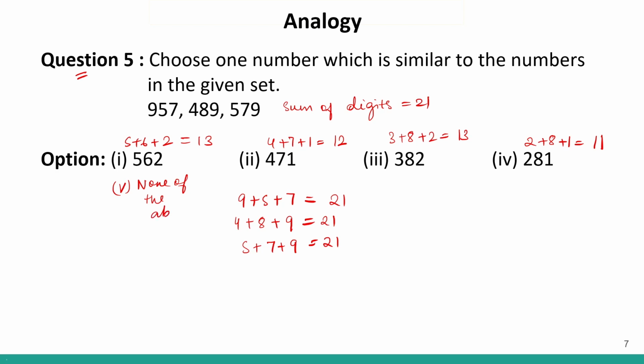The answer will be option number 5, none of the above, because none of these options has a sum equal to 21. If there was another option, let's say 876, 8 plus 6 is 14, 14 plus 7 is 21. So then it would have been correct. Basically, this should be option number 5. We have missed this on the slide. But if none of them is true, the answer will be option number 5, none of the above.